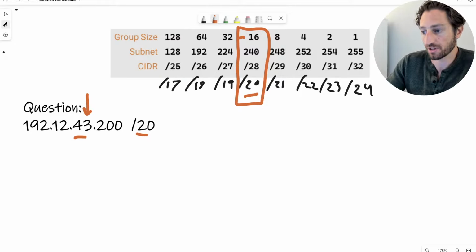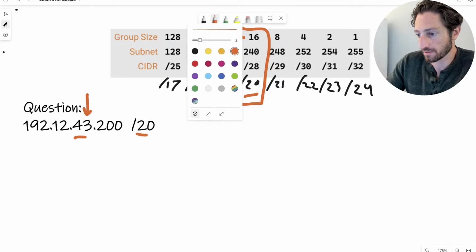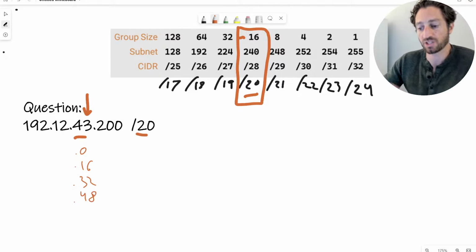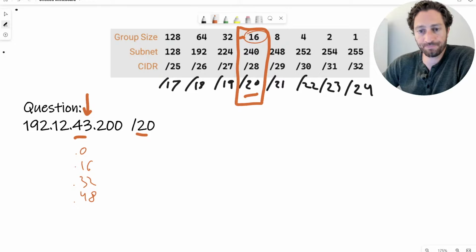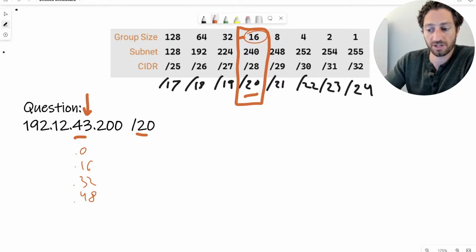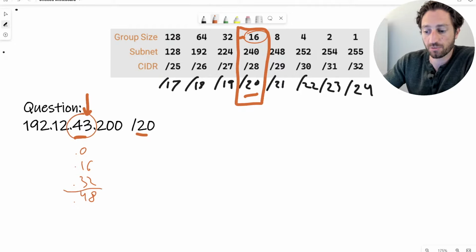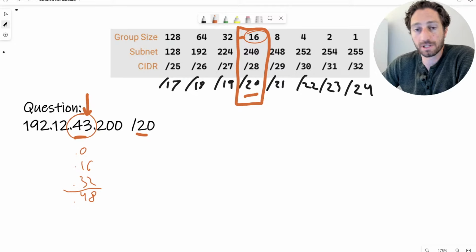But again, I'm going to start, let me make this a little bit smaller. I'm going to start at .0, and then I'm going to go to .16, then .32, then .48. So again, all I'm doing is starting at .0 and adding increments of 16. So 0 plus 16 equals 16, plus 16 is 32, plus 16 equals 48. And at this point, I've passed 43, right? So 43 would exist somewhere right in between those two numbers.